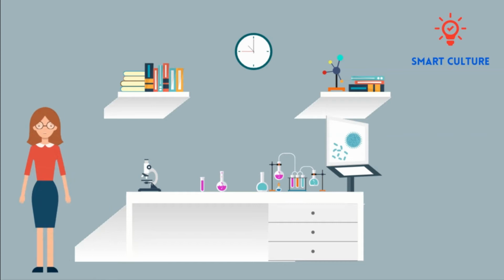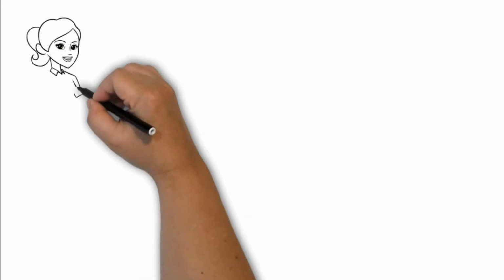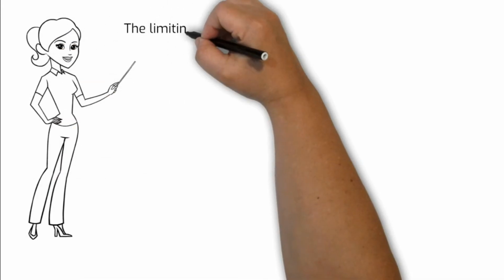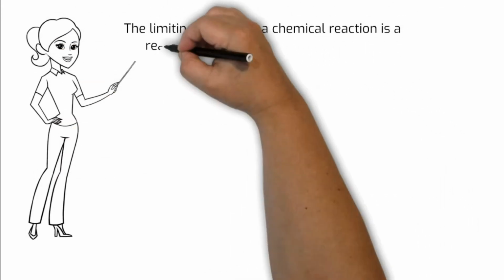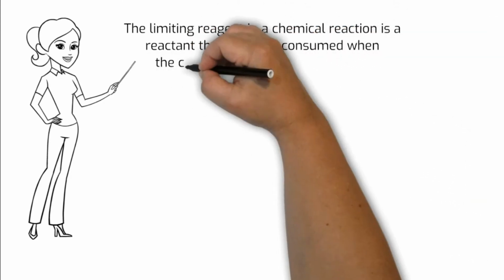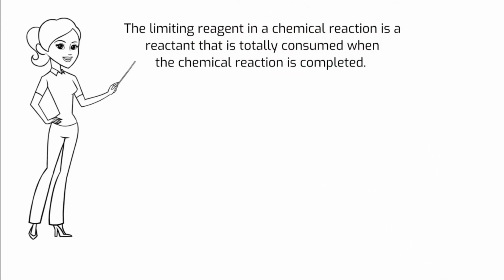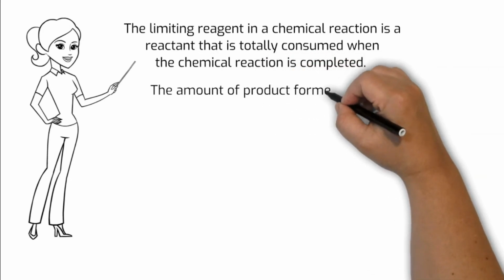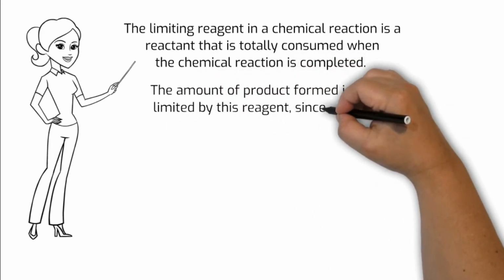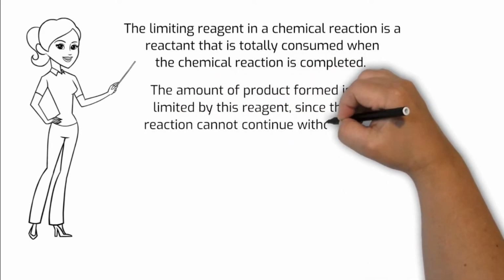In this video, we'll discuss how to go about determining the limiting reagents of a chemical reaction. Let us first talk about what exactly a limiting reagent is. The limiting reagent in a chemical reaction is a reactant that is totally consumed when the chemical reaction is completed. The amount of product formed is limited by this reagent since the reaction cannot continue without it.